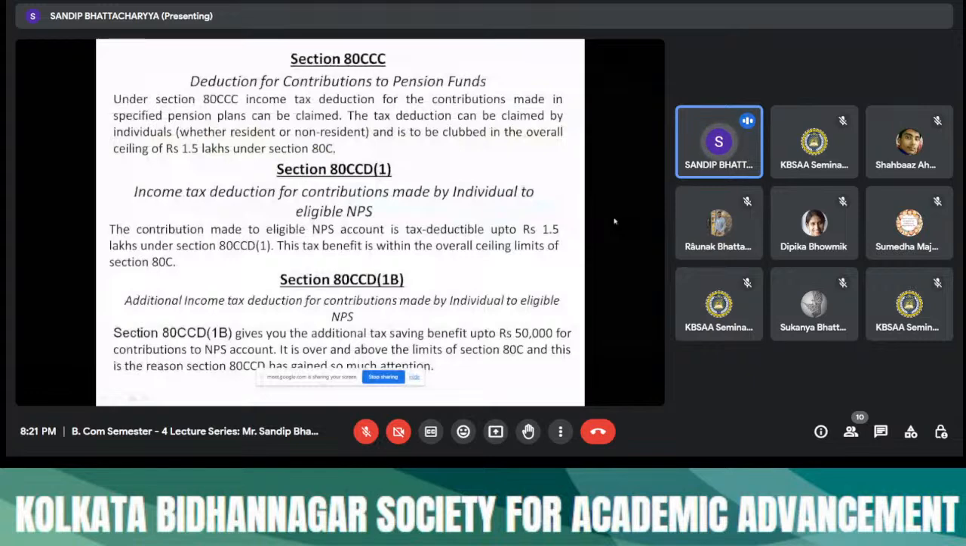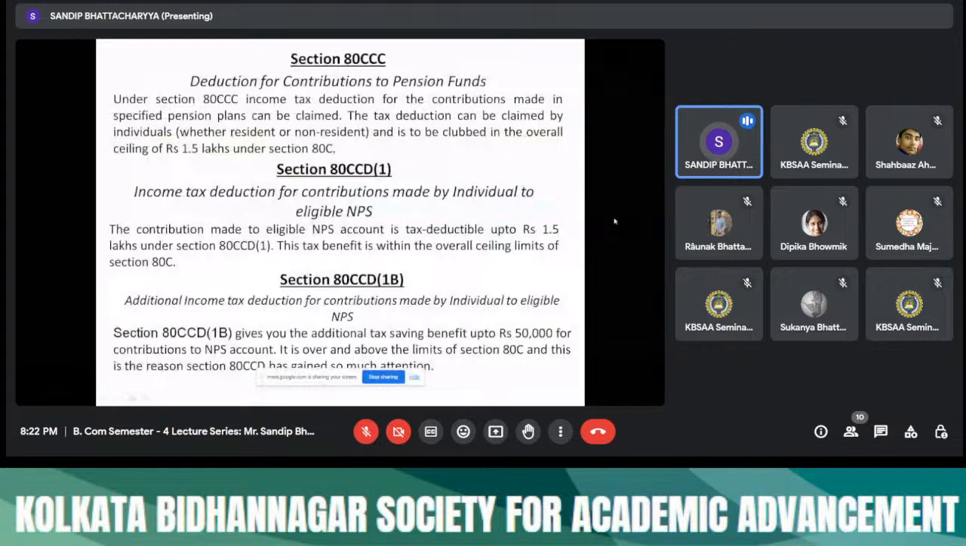Not 1,50,000 only for 80CCC, but 80C plus 80CCC together must be 1,50,000. I repeat this once again. Under section 80C and section 80CCC, if we club, if we aggregate, the amount should not exceed ₹1,50,000. You can invest more, you can even invest 4 lakh or 5 lakh rupees, but you will be eligible only up to ₹1,50,000.